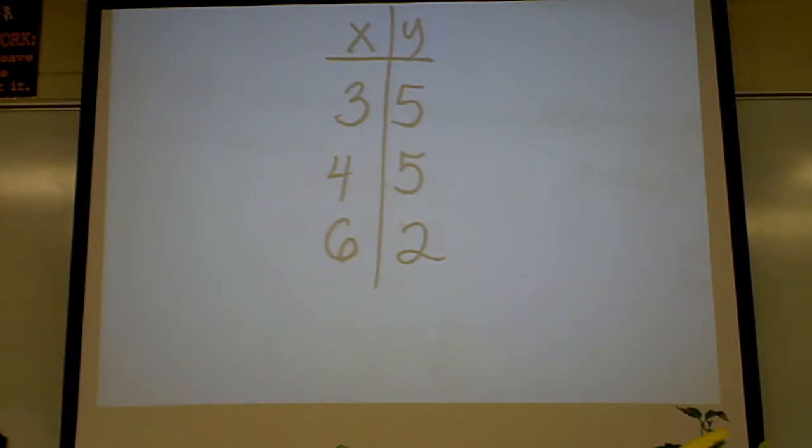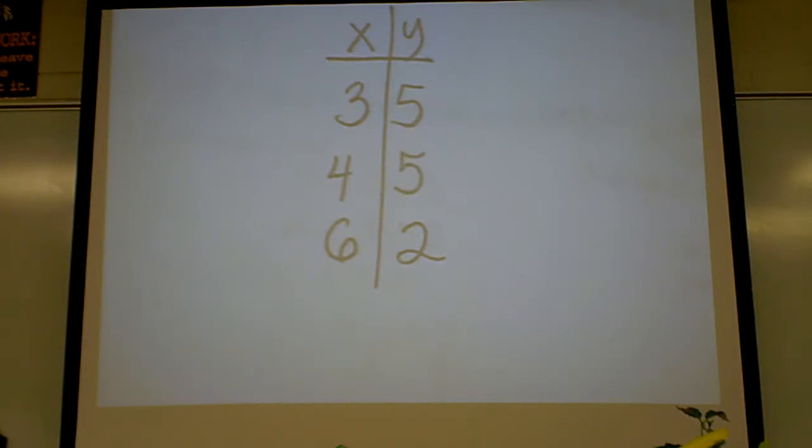No? This relation, the way it is, is it a function? What was the trick we did when we had a bunch of ordered pairs? But x doesn't repeat in here, so it is a function. If the x value does not repeat, do you remember this? If the x value does not repeat, then it's a function, right?